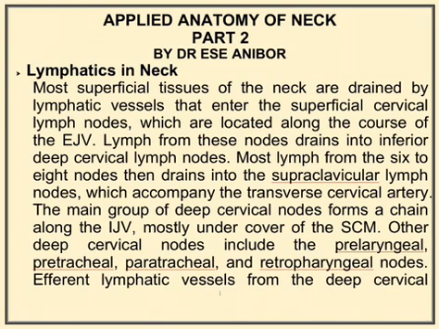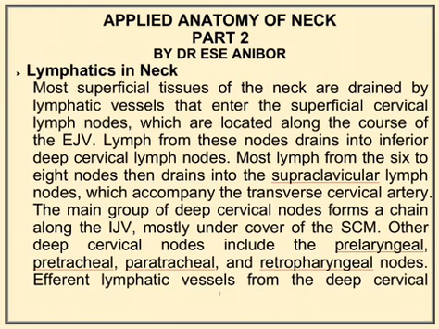Most lymph from 6 to 8 nodes that drain into the supraclavicular lymph nodes accompany the transverse cervical artery. The main group of deep cervical lymph nodes form a chain along the internal jugular vein, mostly under cover of the sternocleidomastoid muscle. The other deep cervical lymph nodes include the prelaryngeal, pretracheal, paratracheal, and retropharyngeal nodes.